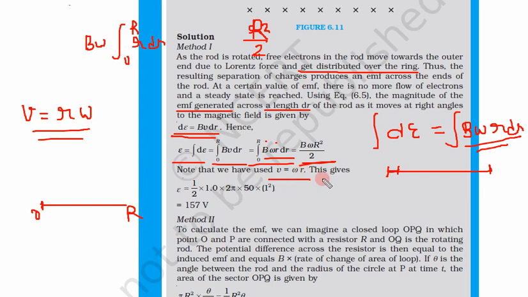So here we have used v equal to omega r. Now let us put in all the values. Epsilon is equal to B omega R squared upon 2, that is one half times omega. Omega is 2 pi into 50, that means 100 pi radians per second. The magnetic field is 1 Tesla, and the radius is 1 meter, squared. When we solve this, we get an EMF equal to 157 volts.